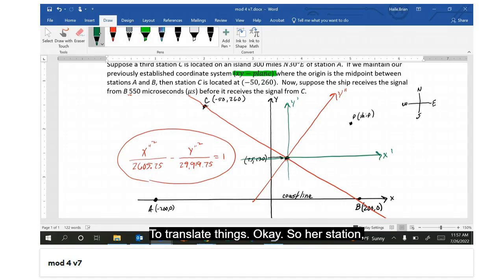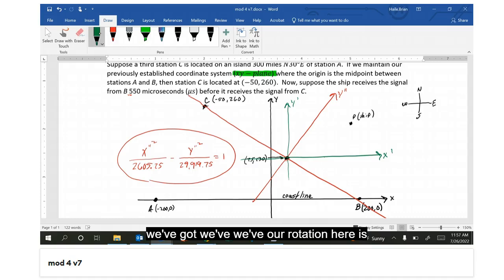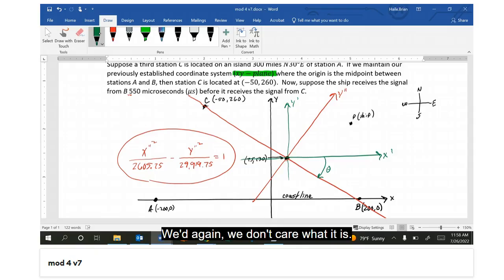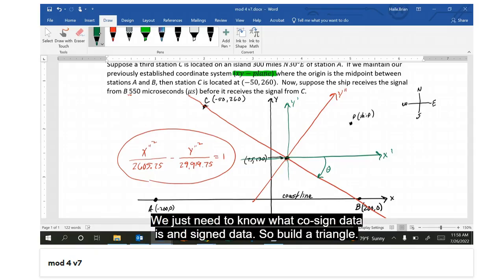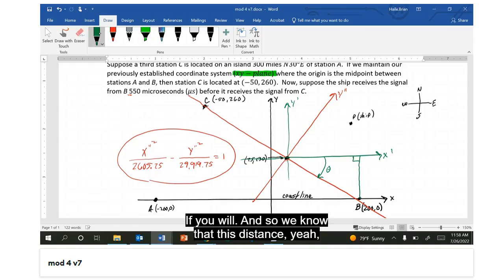So that once we get this rotation done, we will simply have to translate things. Okay, so rotation, if you remember, our rotation here is this direction. We're down like this, so that'd be our theta. And we don't care what theta is, we just need to know what cosine theta and sine theta are. So we'll build a triangle, and I'm going to build one in here.